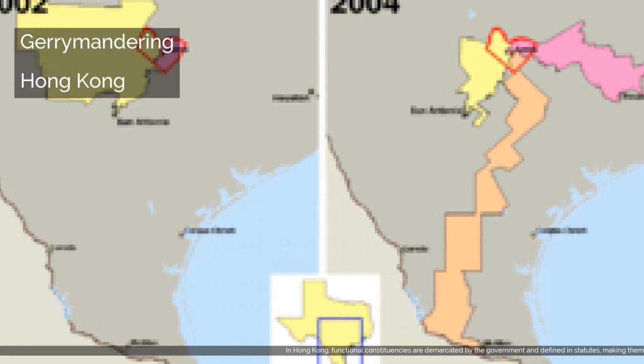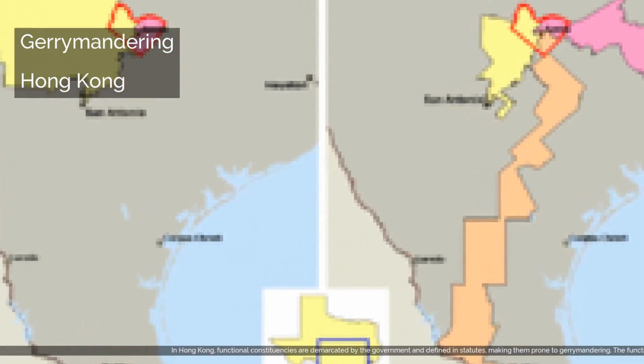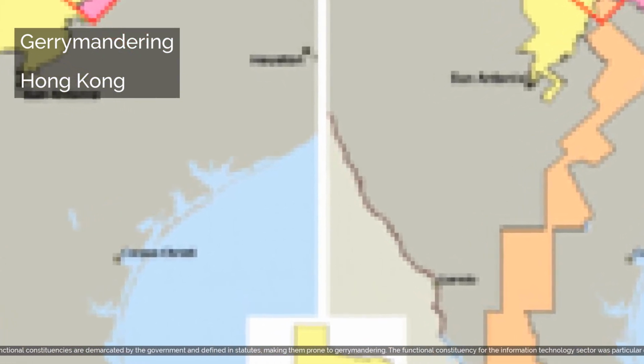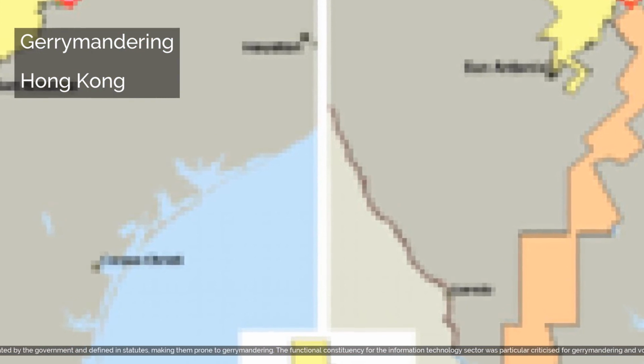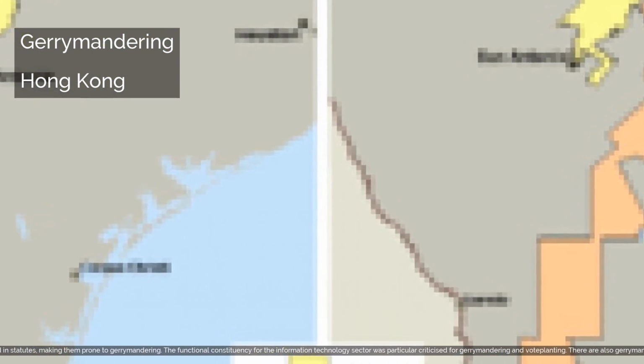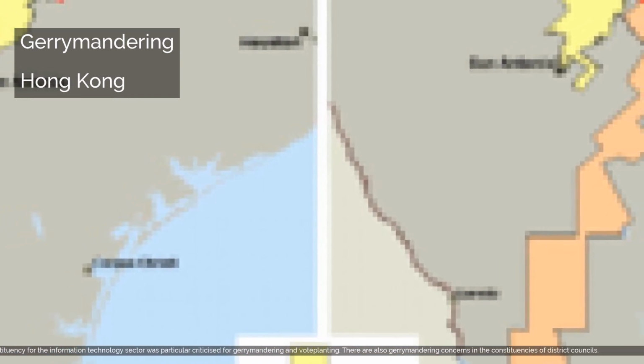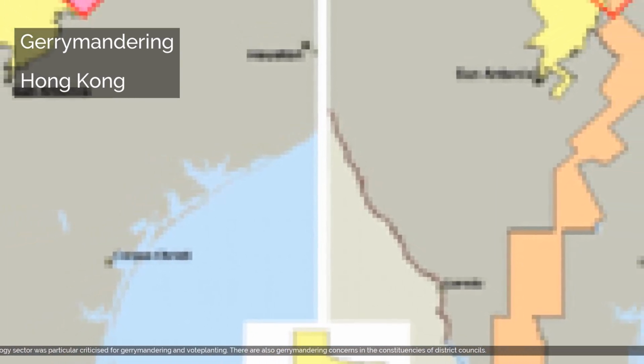In Hong Kong, functional constituencies are demarcated by the government and defined in statutes, making them prone to gerrymandering. The functional constituency for the information technology sector was particularly criticized for gerrymandering and vote planting. There are also gerrymandering concerns in the constituencies of district councils.